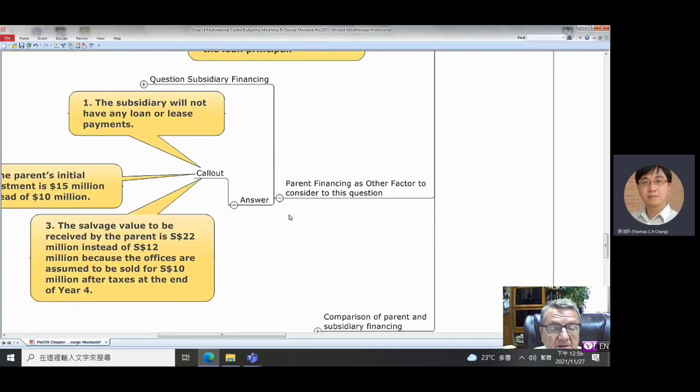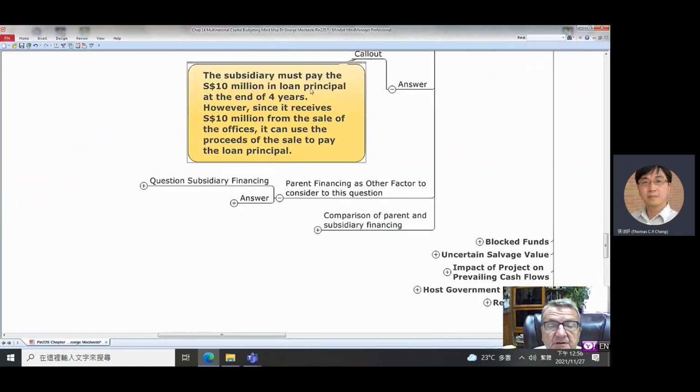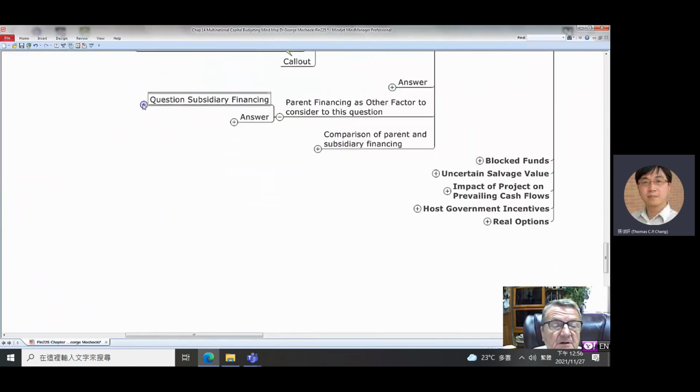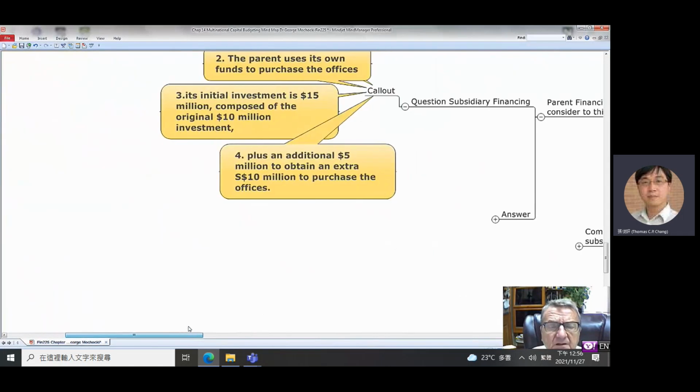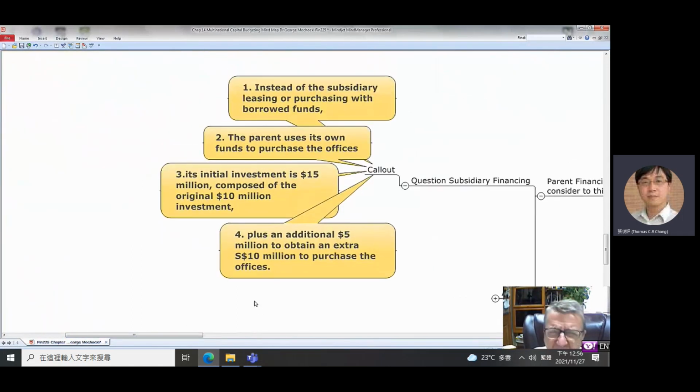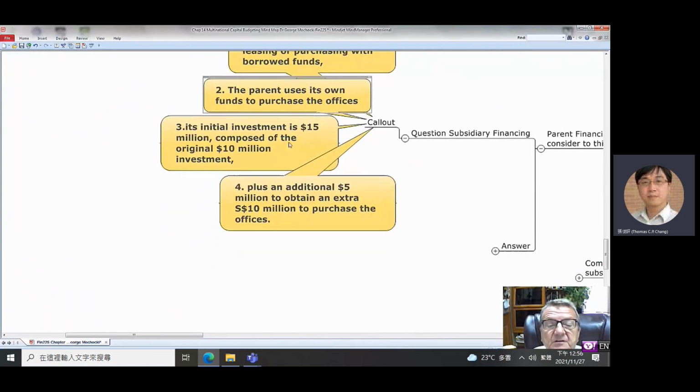Parent financing, other factors to consider in this question. Let me turn off the call outs and the answers. Here's another question I try to throw in. The book has it, and we'll talk in class. Just as a reminder, instead of the subsidiary financing, the parent uses its own funds to purchase the offices.